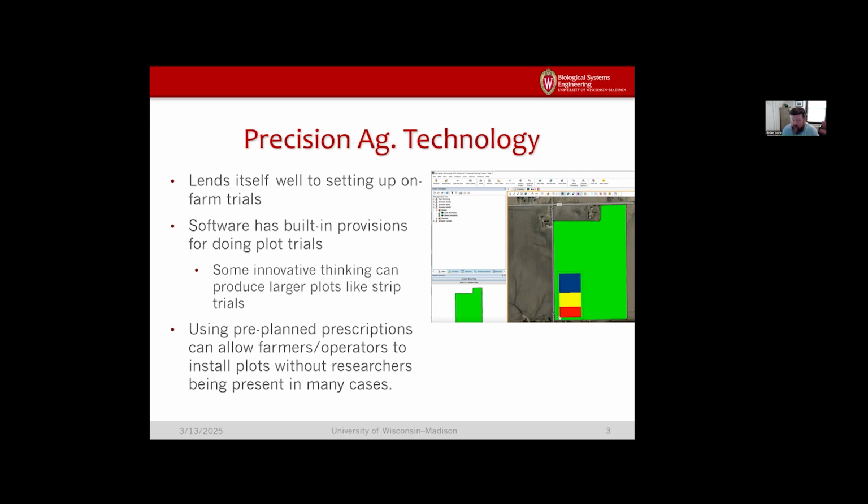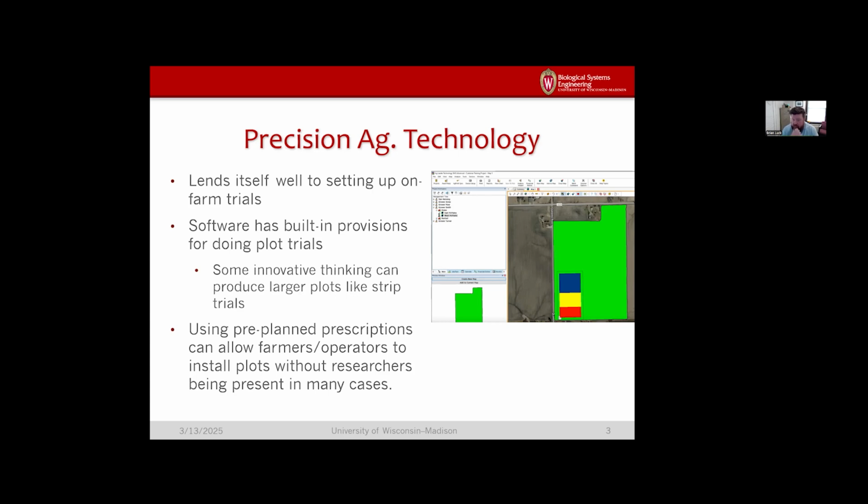You could broadcast a trial across the entire state, and as long as you trusted your collaborators, your farmers, your operators, your co-ops, you can put together a really nice study on a broad landscape, which is really interesting. So I have a picture there of Ag Leader SMS, which is the software that I'm used to.